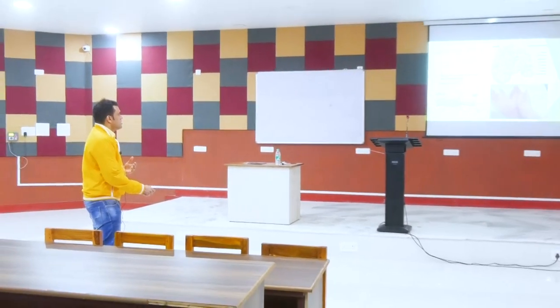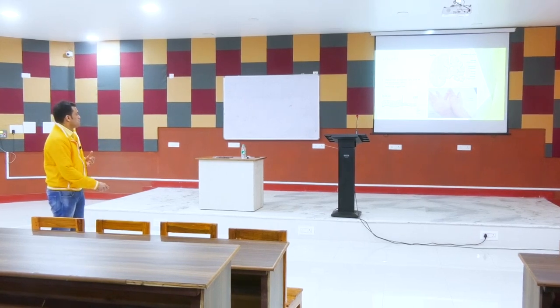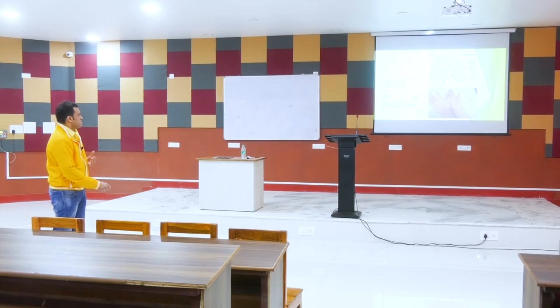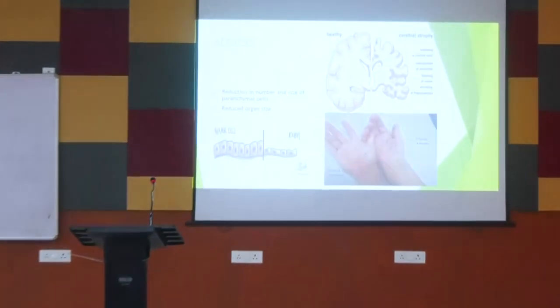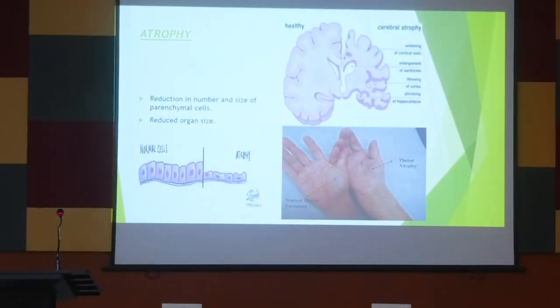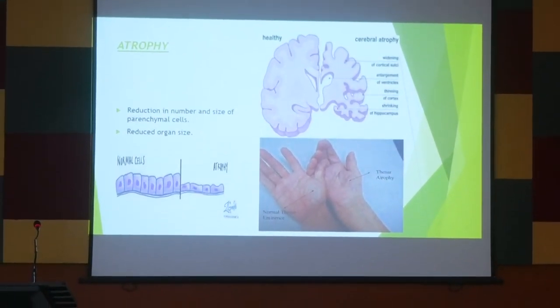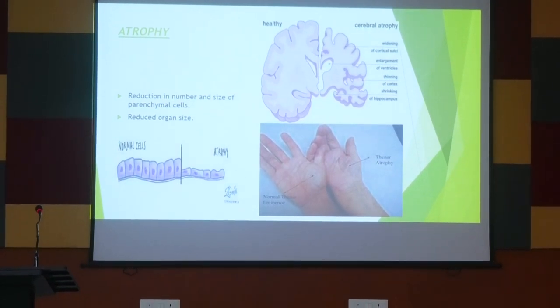Isn't it? Don't these sentences match with the diagrams that I have given? Look at the thenar eminence of the hand on the left-hand side versus the thenar eminence on the right-hand side. There has been atrophy. Atrophy is reduction in the number of cells as well as the size of the cells. If number and size decrease, then what will happen? Obviously there will be reduced size of the organ.